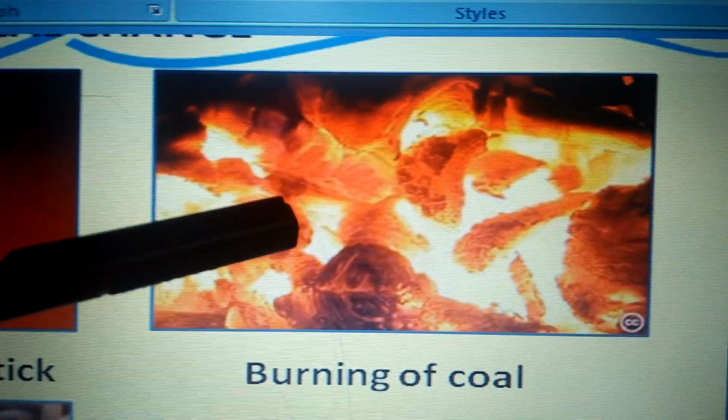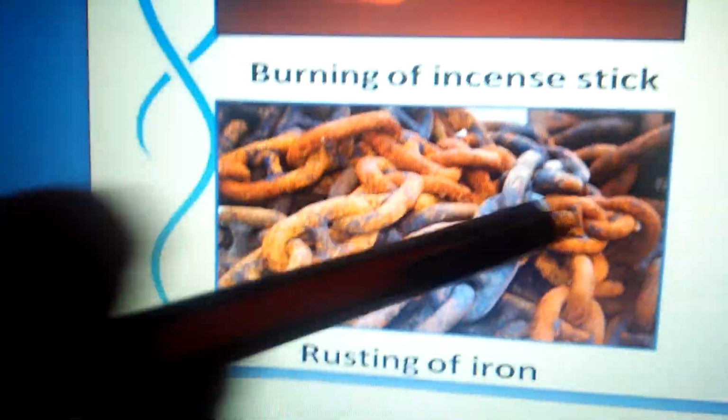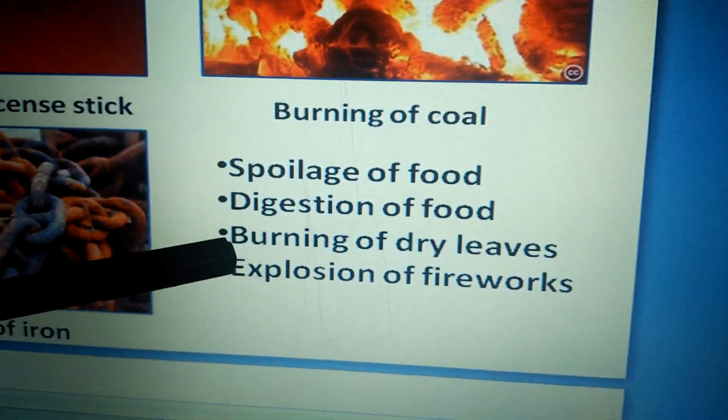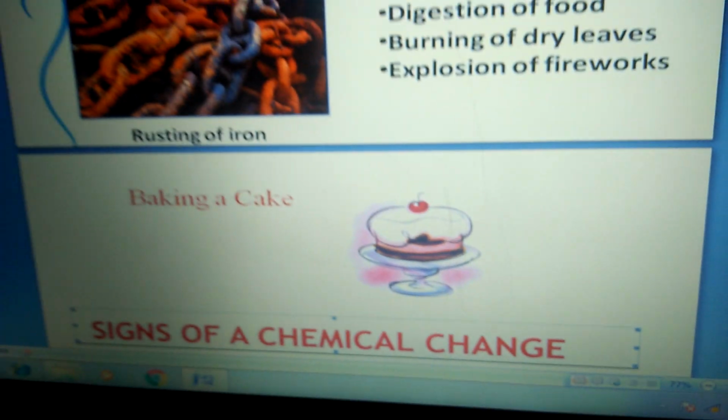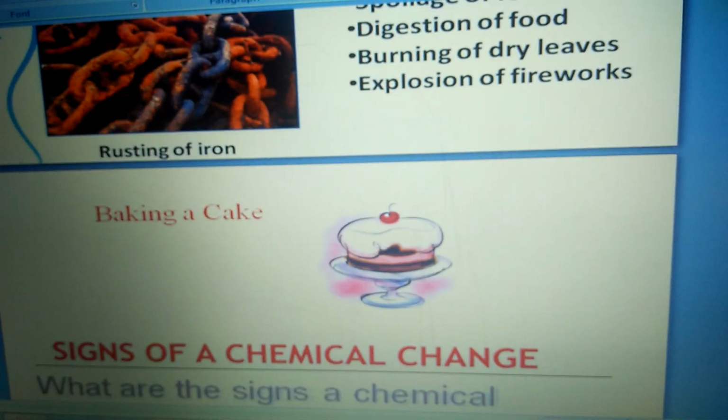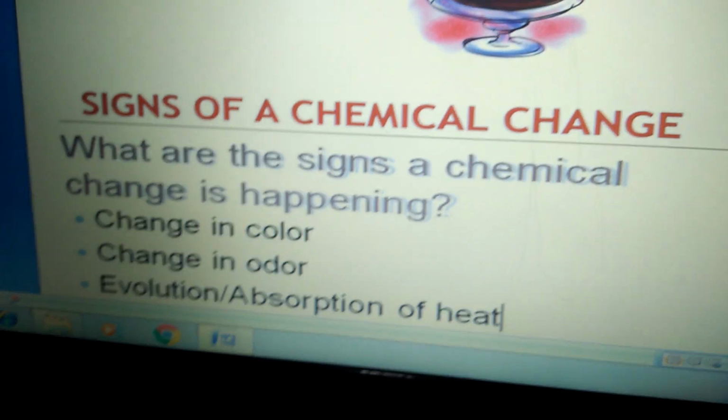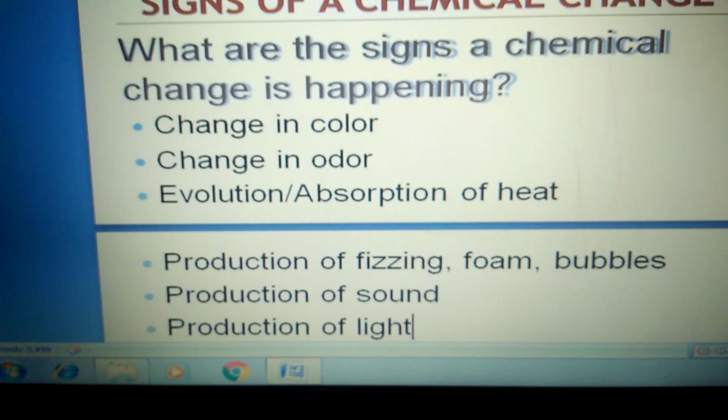Here are some more examples, like burning, as I already said, burning of coal, rusting, spoilage of food, digestion of food, burning of leaves, fireworks, etc. Baking of cake. Now, how will you identify that a chemical change is going on?